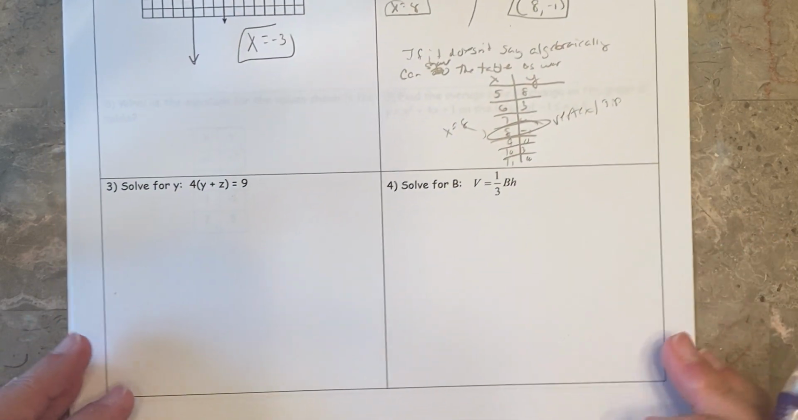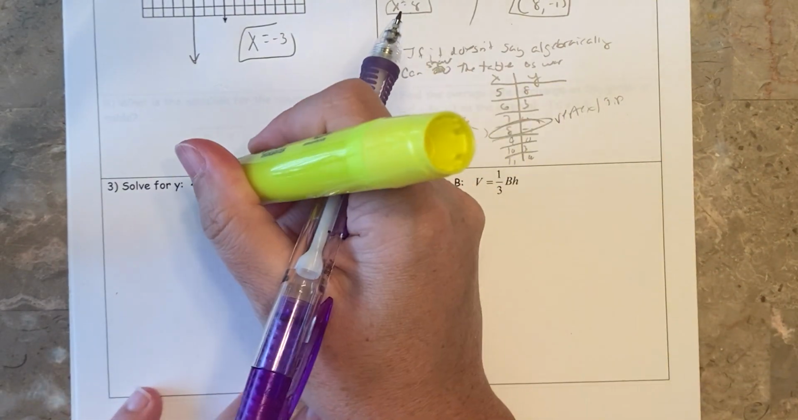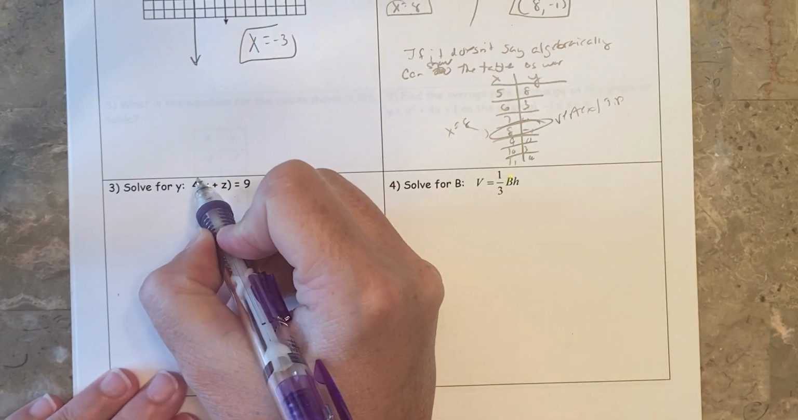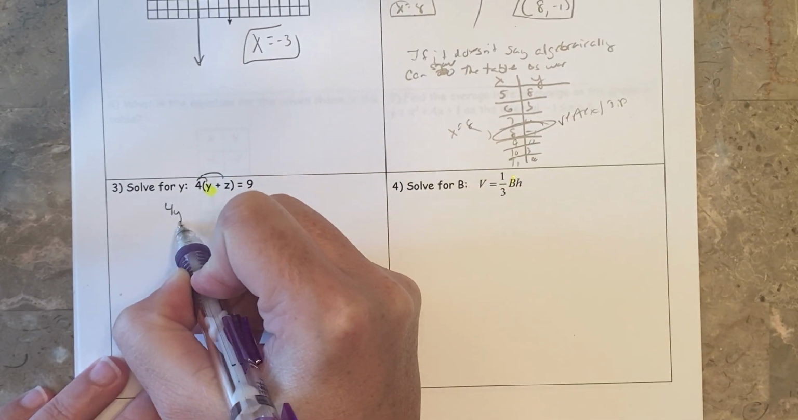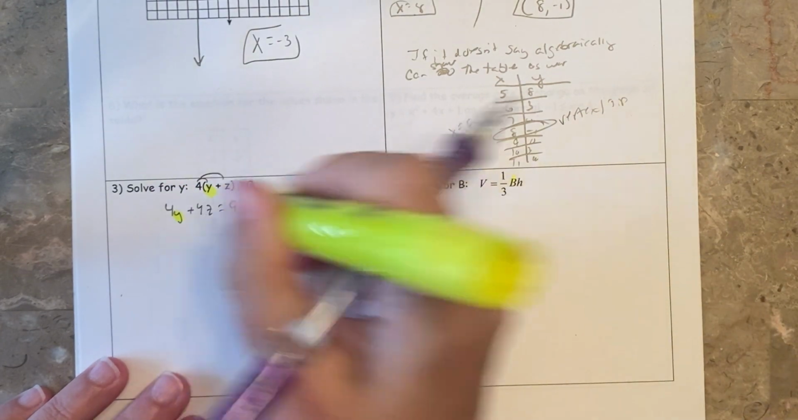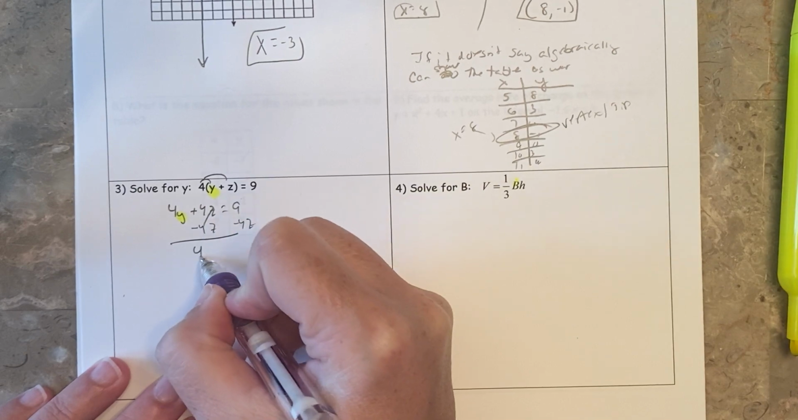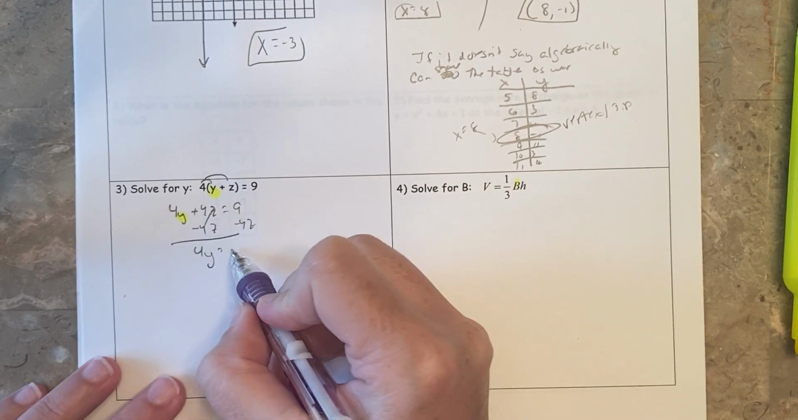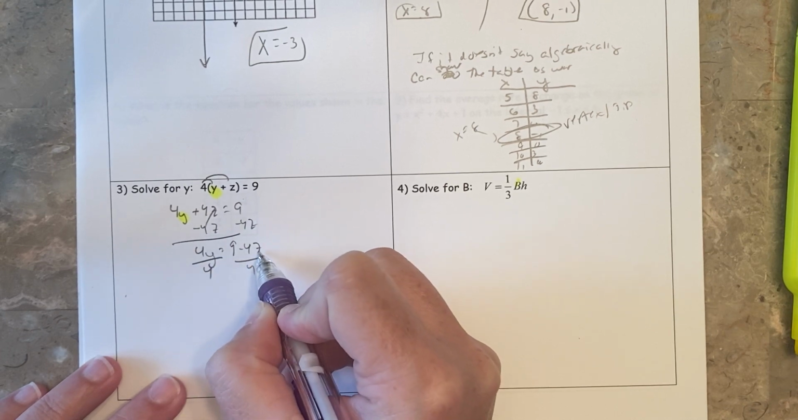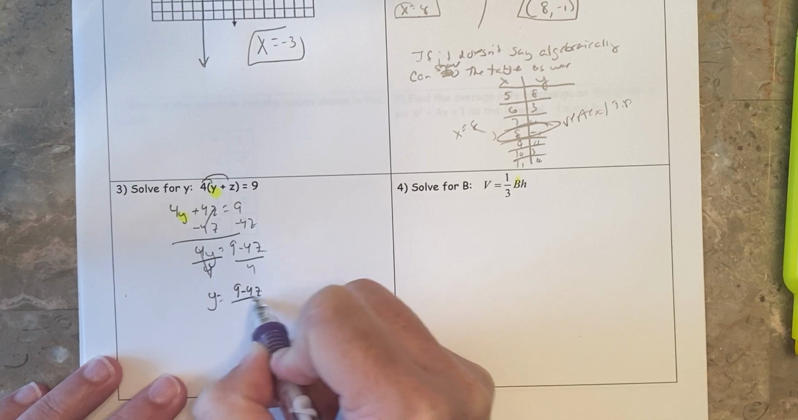All right, number 3. So this is a literal equation. Actually, 3 and 4 both are. This one we're going to solve for y, and this one we're going to solve for b. So most of you, I think, would multiply by 4, so I'm going to do it that way. And again, we're solving for y, so I'm going to subtract 4z on both sides. I cannot take 4z away from 9, so I'm going to write 9 minus 4z. Then I want to divide both sides by 4, and I get y equals 9 minus 4z over 4.